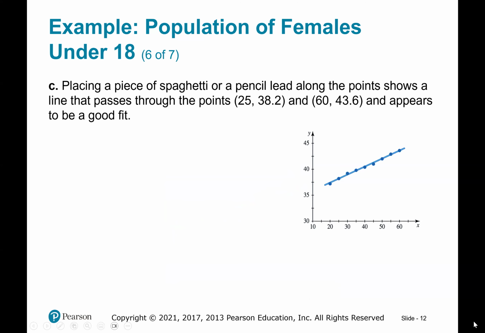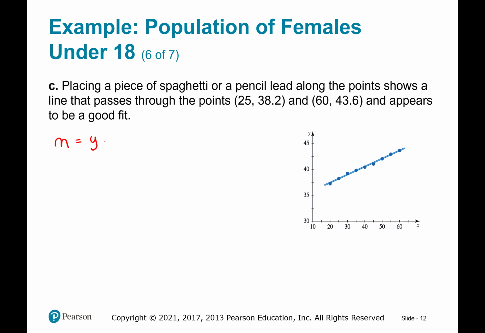And let's find a couple of points. The couple of points we found were 25, 38.2, and 60, 43.6. And typically you do find 2 points that are somewhat far away from each other. We found one of the first points and then one of the last points. That's what you want to do, is get 2 points that are fairly far apart. And now we're going to go through finding the equation of the line using the point slope equation. So the first thing we need to do is find the slope.